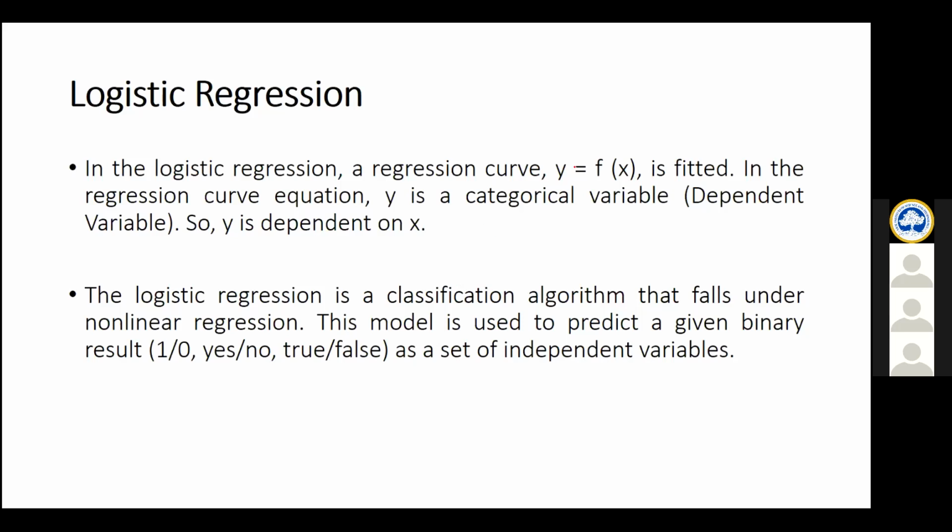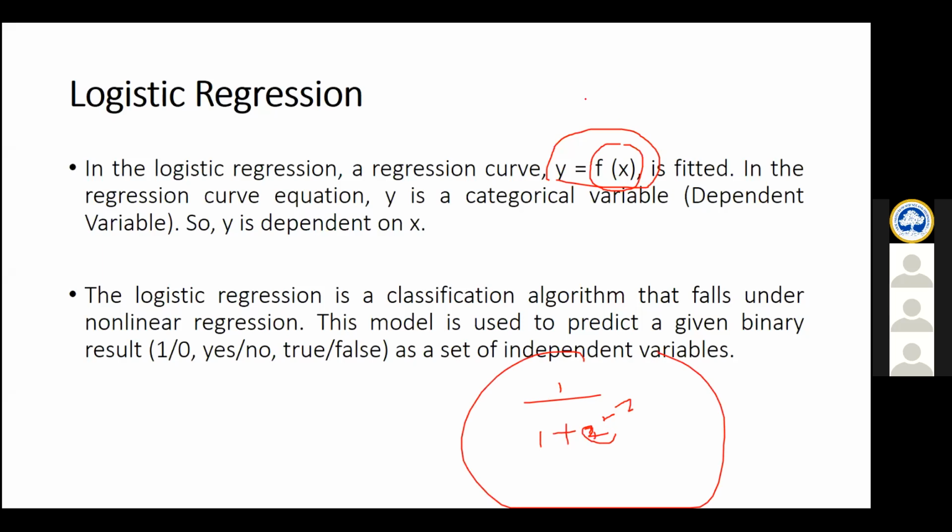Okay, so now the regression curve is y equals f of x. This f of x is 1 divided by 1 plus e power minus, and this is what we call the sigmoid function. So y equals f of x, if it is fixed.